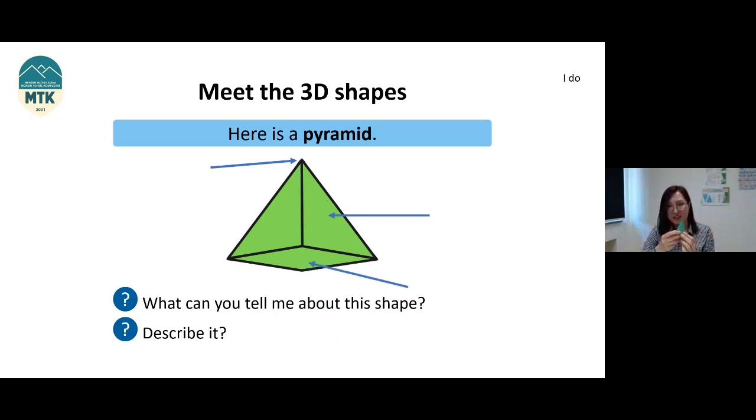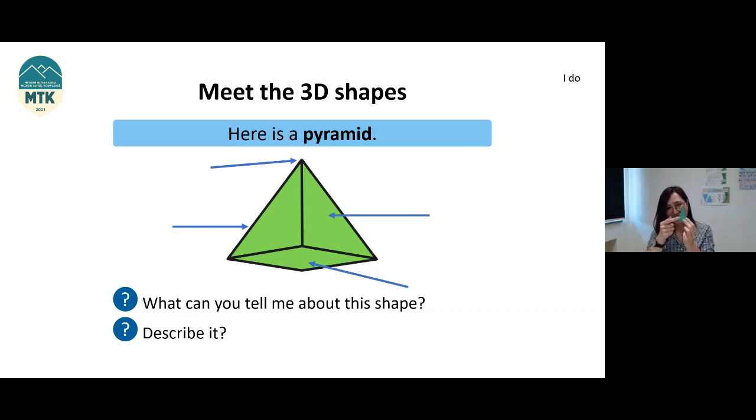Okay, our next feature is this part, the bottom of our shape. What shape does it look like? Does it look like a circle? Does it look like a triangle? Or does it look like a square? Well done. That's the square. It looks like a square. So it's a square base. Square base of the pyramid. And what's the name of this property?